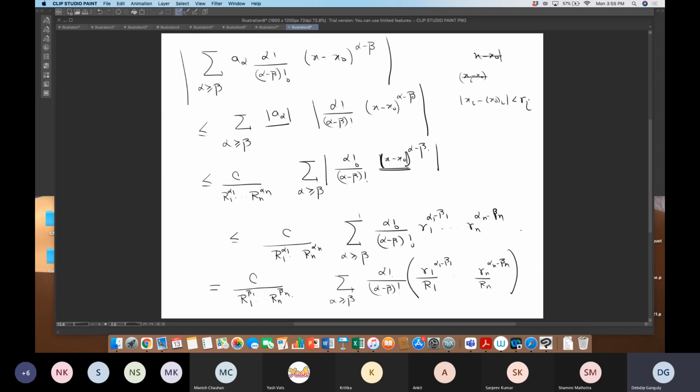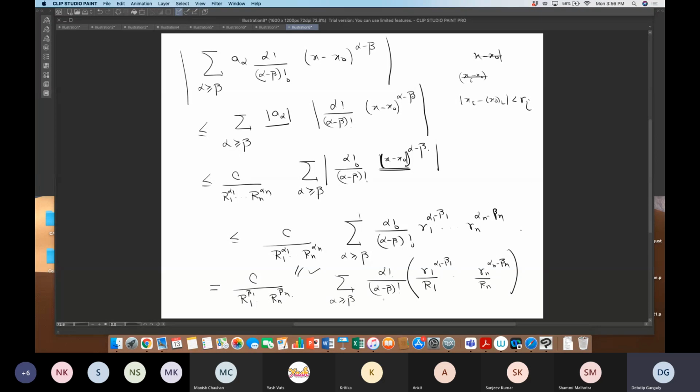Yes or no? Alpha is there. I multiply inside with r1 to the power beta 1 dot dot dot rn to the power beta n, and divide by r1 to the power beta 1 dot dot dot rn to the power beta n. Then r1 by capital R1 I make it to the power alpha 1 minus beta 1. Is that clear? From this step to this step is clear? Yes or no? Yes, sir.